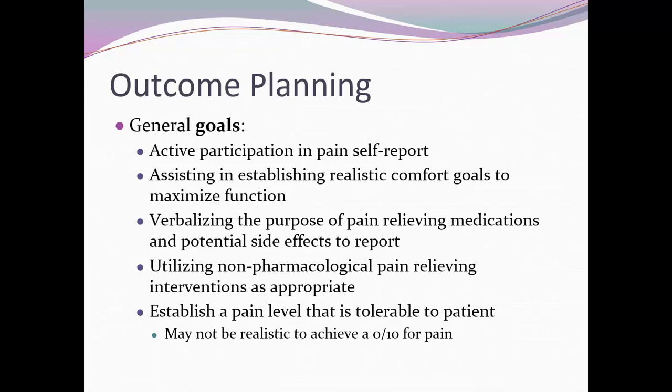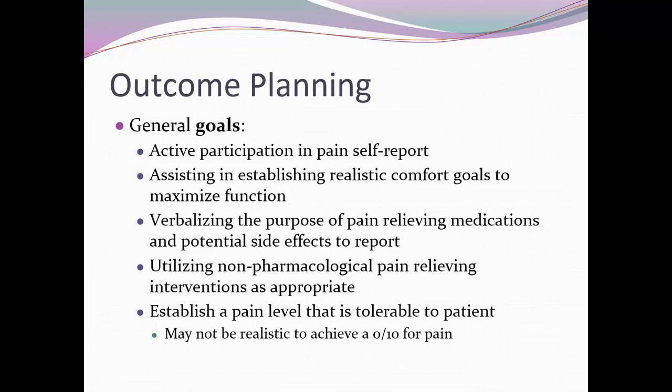Next, we set our goals and our outcome criteria. Remember, it's not going to be possible to achieve a 0 out of 10 pain score for all patients, so make sure that your pain score goal aligns with your patient's personal acceptable pain score level, and also that it's realistic with the disease process.